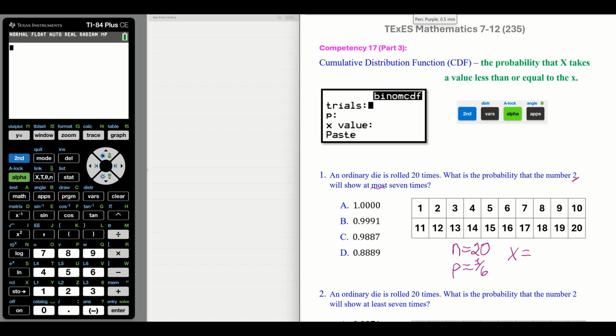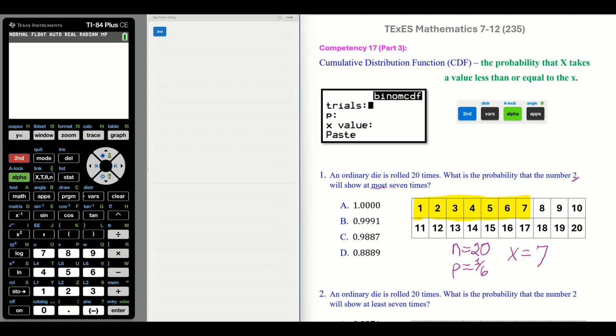Let's get a highlighter. It says at most 7 times. This means we need these lower tries. We're only concerned with our trials of 1 to 7, and we are including 7. So x is 7, and we will use our binomcdf as is. You'll see what I mean by that in a moment.